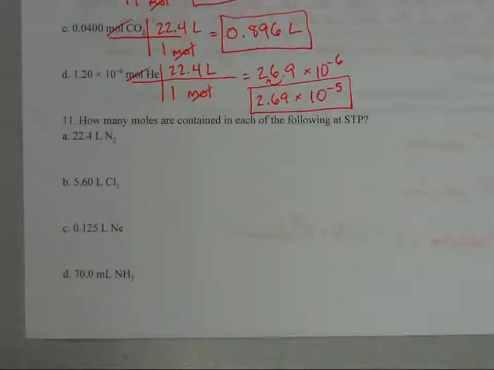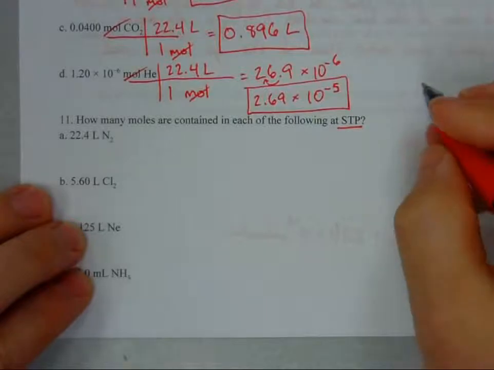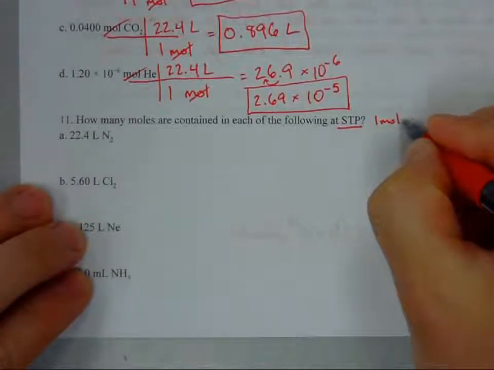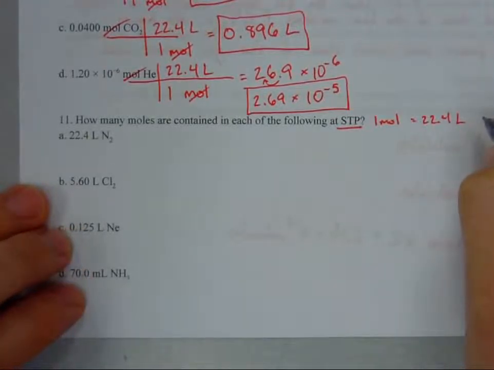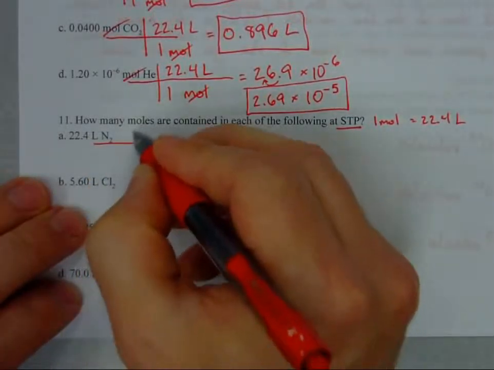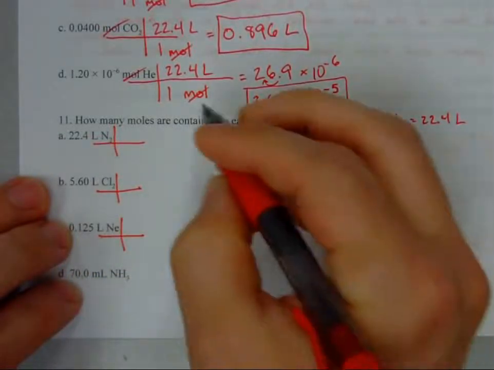Number 11. Now we're just going the opposite direction compared to number 10. We're still going to use STP because the question tells us that we can. 1 mole is equal to 22.4 liters. Okay? So let's set up our crosshairs, and don't mind me if I just draw them out immediately.